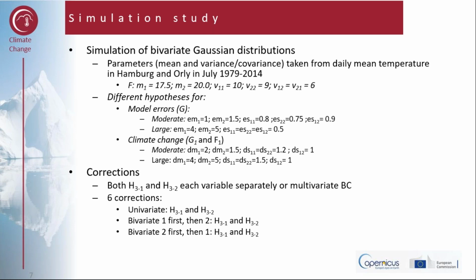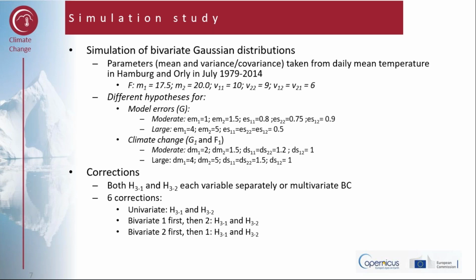The parameters of the distribution have been taken mimicking the behavior of daily mean temperature in July in two different locations. Here, this has been taken from the European Climate Assessment and Dataset project database for Hamburg and Hawley for the periods from 1979 to 2014. And then we have two means, M1 and M2, the averages for the two locations, and we have the variance and covariances. And using these values for the means, variance, and covariance, we can simulate bivariate Gaussian distributions, that is, distributions simulating consistently both variables with one bivariate distribution. And then this is used to simulate a distribution representing historical observations.